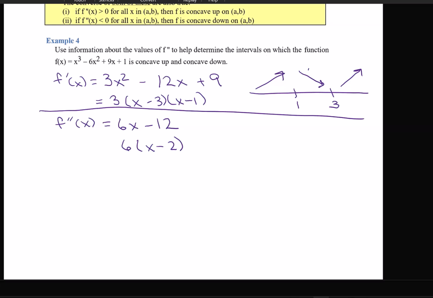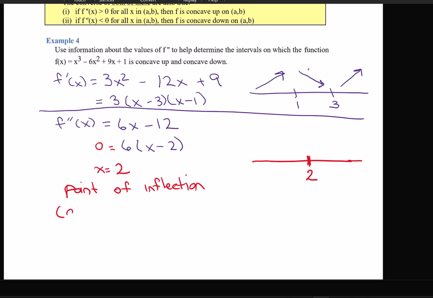Now let's look at the second derivative. I have my 0 at x equals 2. The second derivative equals 0. This is called my point of inflection. My point of inflection is where the graph changes from concave up to concave down.